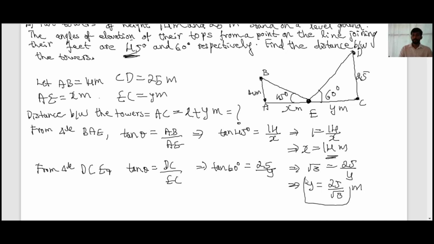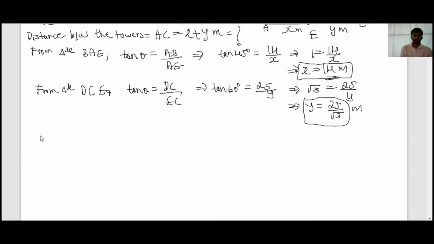Now see, we have the y value that is 25 divided by root 3 meter and the x value is equal to 14 meter. Okay. So write the conclusion.